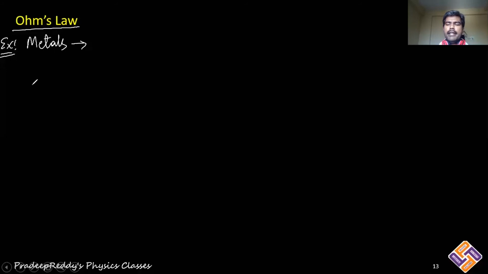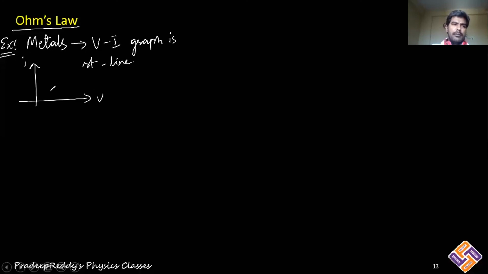In general, we will be taking metallic conductors in any electrical circuit. Generally it is copper. Sometimes it may be aluminum even. Aluminum or copper are the most used metals for electrical conduction. Now, for metals, the VI graph is a straight line. So simply you will be plotting the VI graph, voltage here and current here, and you will be getting a straight line graph.